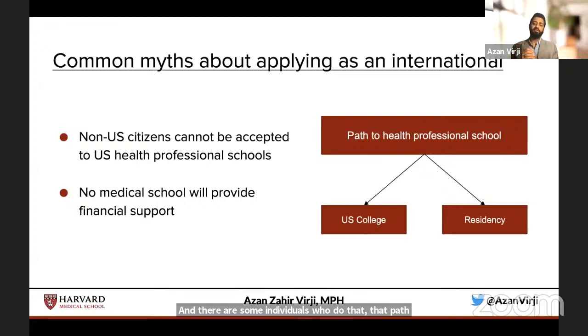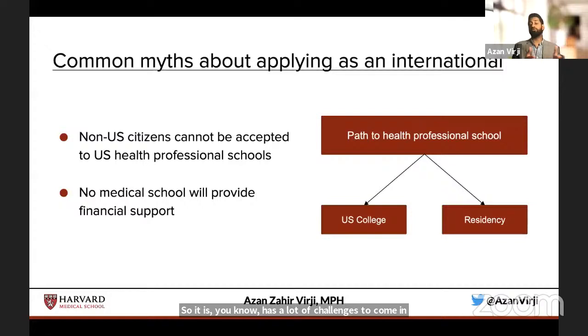That path is definitely very different and has its own challenges. There are a limited number of residency programs in the United States, and a lot of them are trying to take students who graduate from medical schools here. So it has a lot of challenges to come in through that pathway.